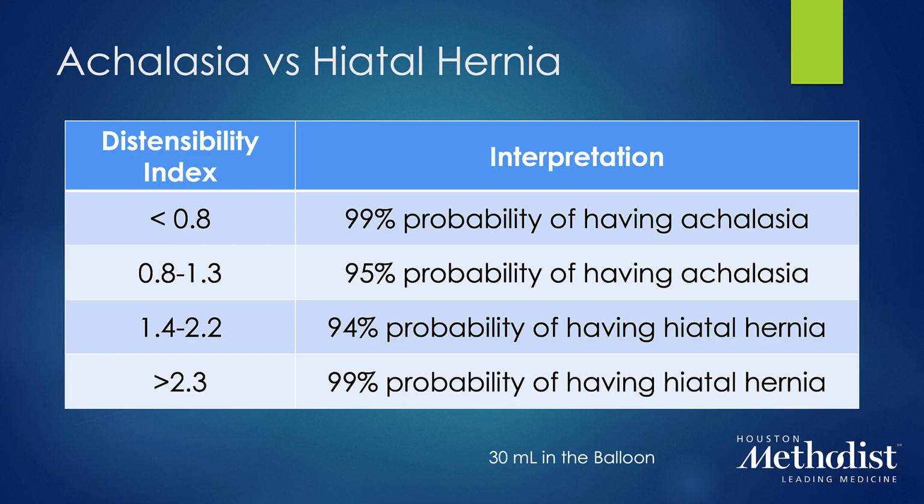We discovered that patients with distensibility index of less than 0.8 have a 99% probability of having achalasia, while patients with distensibility index of 0.8 to 1.3 have 95% probability of having achalasia. Patients with distensibility index of greater than 2.3 have 99% probability of having hiatal hernia, and patients with distensibility index between 1.4 and 2.2 have a 94% probability of having hiatal hernia with 30 milliliters in the EndoFLIP balloon.